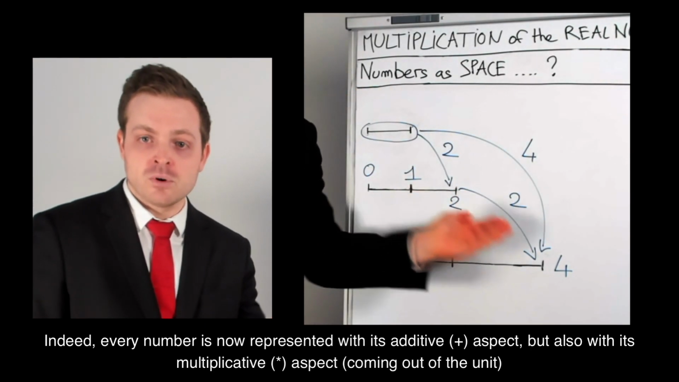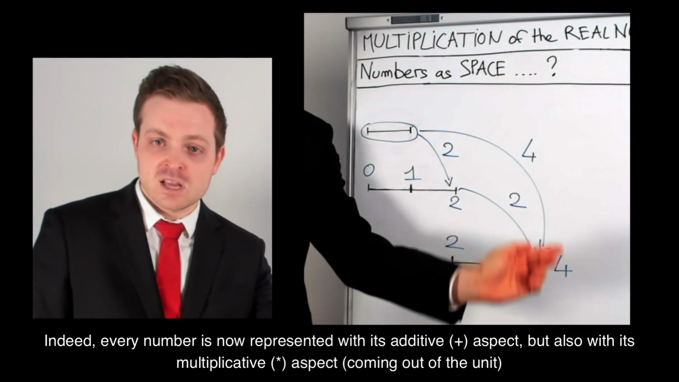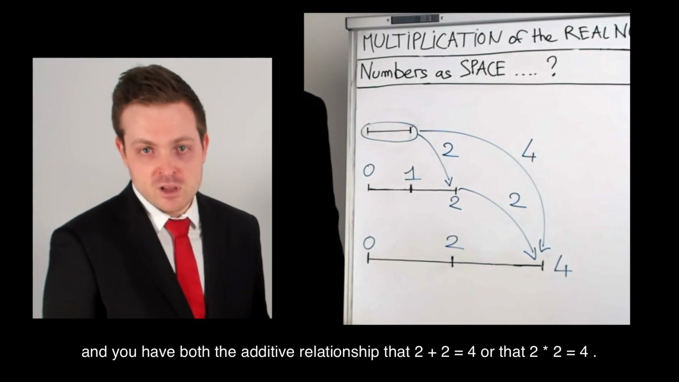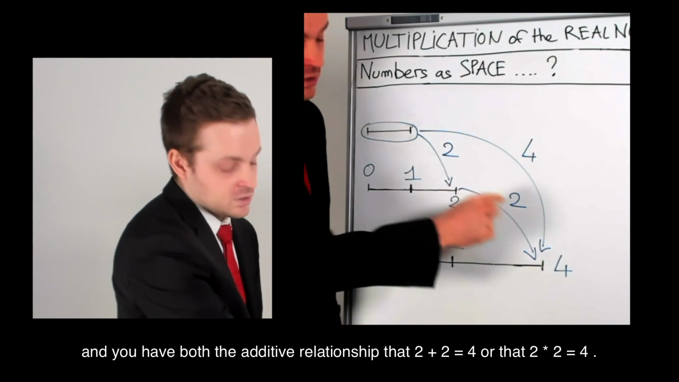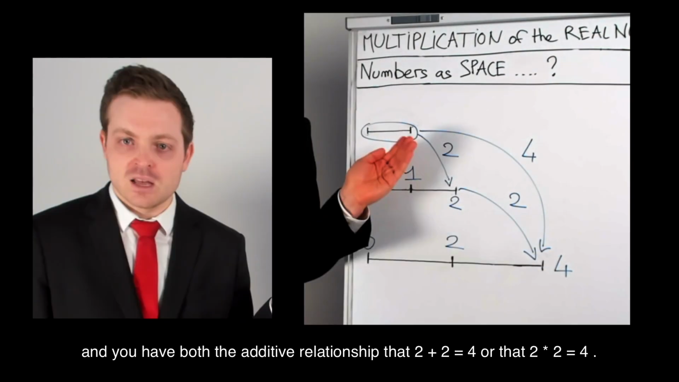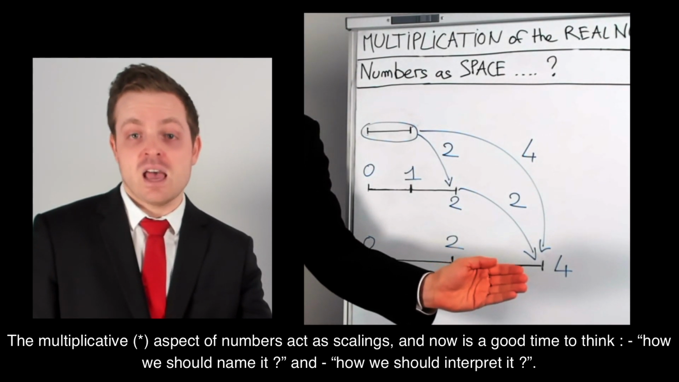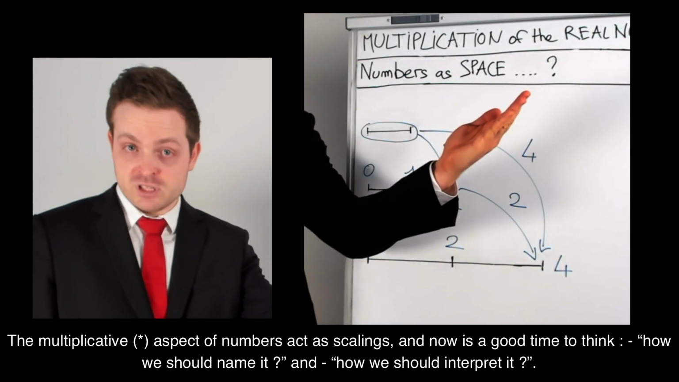Indeed, every number is now represented with its additive aspect, but also with its multiplicative aspect coming out of the unit, and you have both the additive relationship that 2 plus 2 equals 4, or that 2 times 2 equals 4. The multiplicative aspect of numbers act as scalings, and now is a good time to think how should we name it and how should we interpret it.